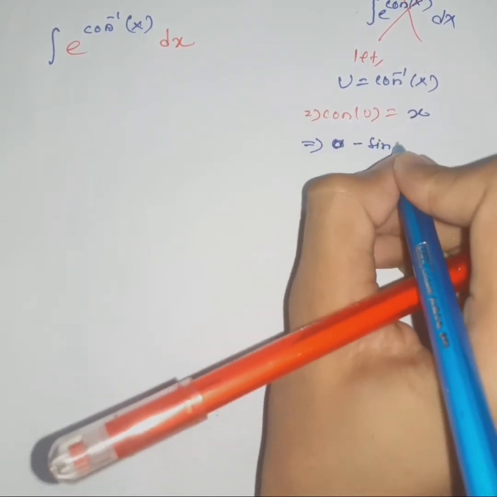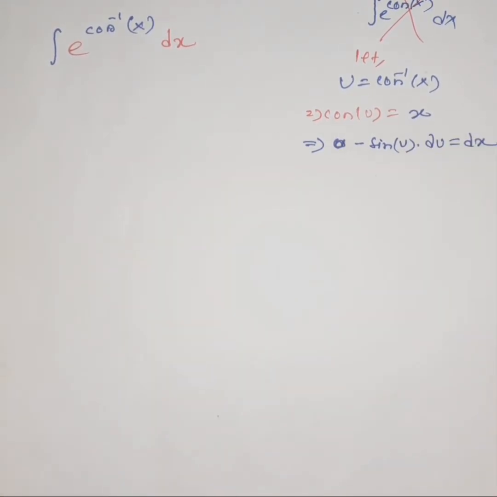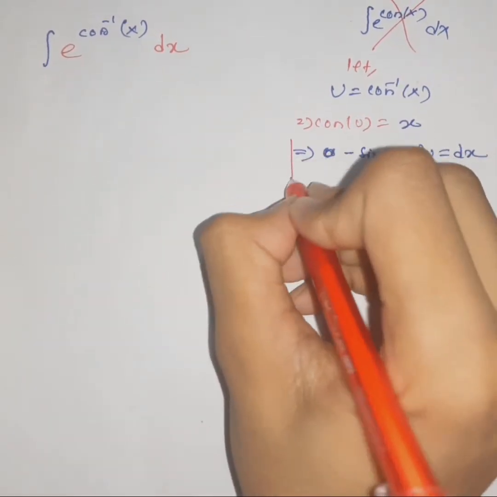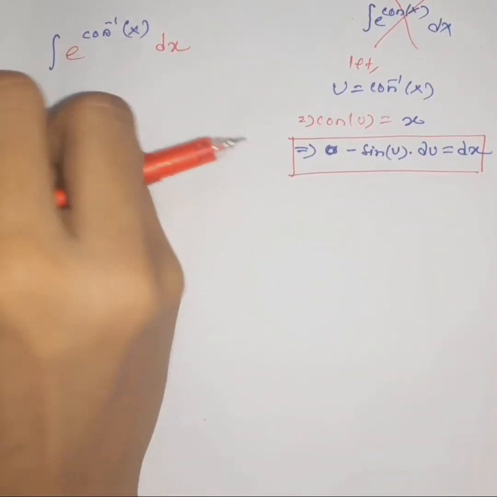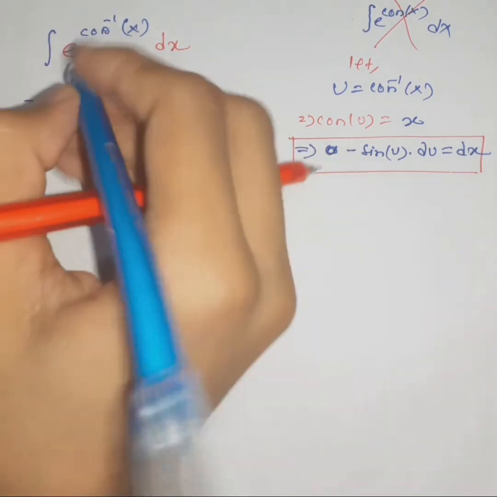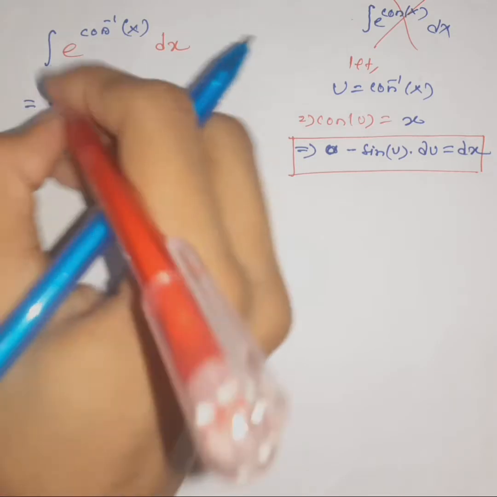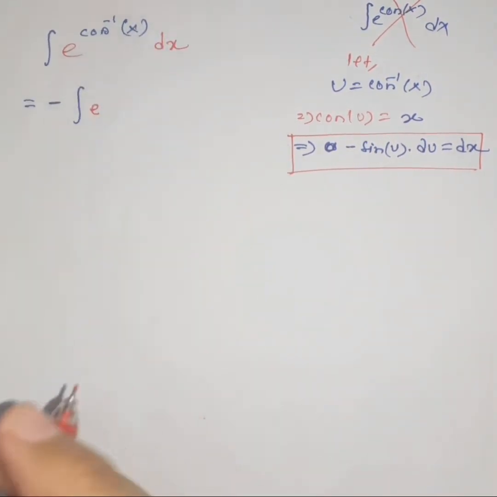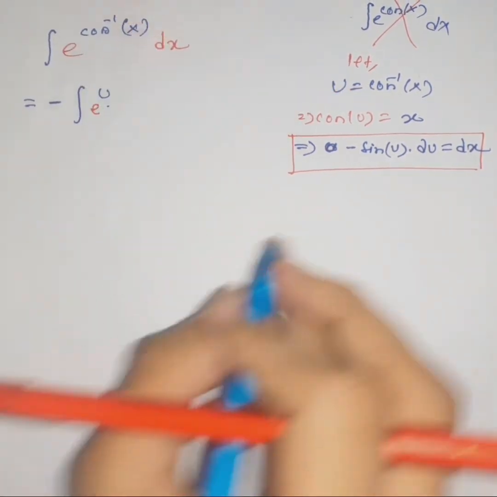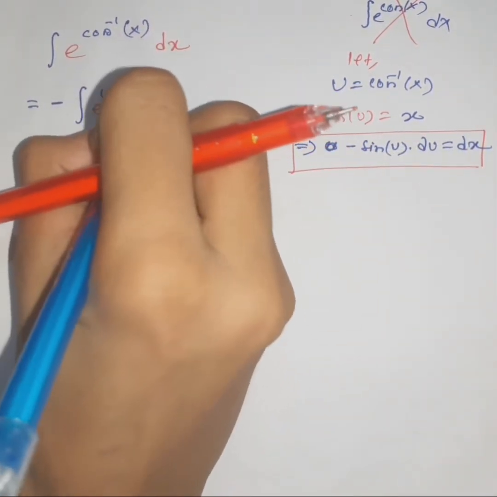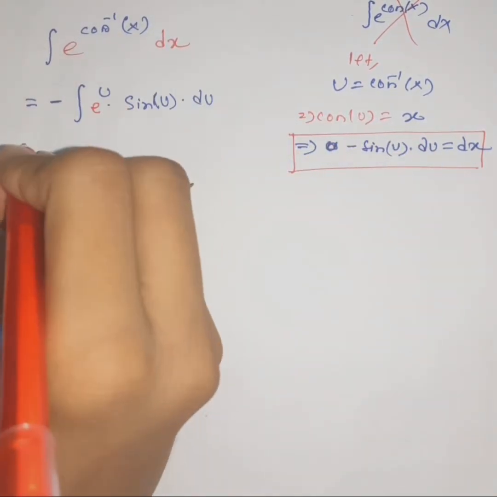So you will get negative sine of u du equal to dx, and we are going to make this substitution here. So this is equal to, let's write this negative outside of the integral because it is a constant, the integral of e to the cosine inverse of x, this is equal to u, right? And dx, this is this part, sin u du.